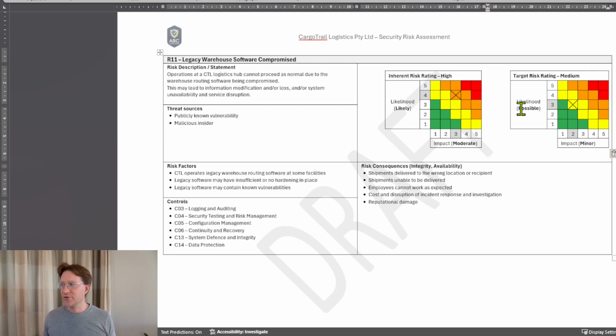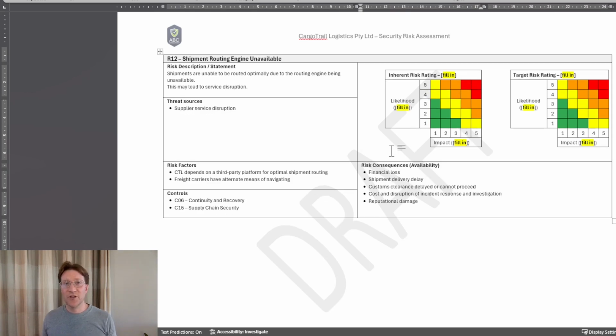So we cannot really reduce the likelihood that much. In terms of impact, we can reduce it further by having some kind of plan in place. If the warehouse system in this particular warehouse has a problem, how does that warehouse continue to function? How does CTL continue to function with this warehouse offline or with a more manual process? So we can reduce the impact down a bit from moderate to minor.